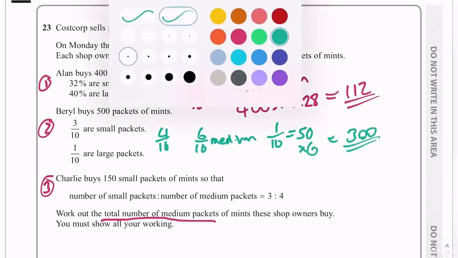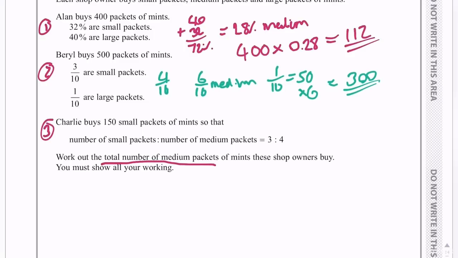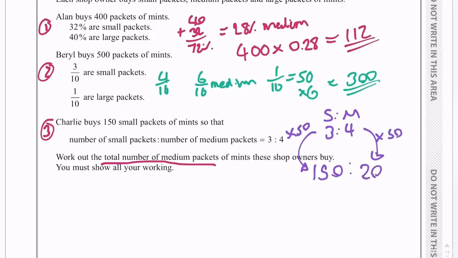And on to the last person. Charlie buys 150 small packs of mints, and small to medium is in the ratio 3:4. So we've got a ratio in here as well. Let's have a look. We've got small to medium 3:4, and it says he buys 150 small. There we go. So to multiply 3 to 150, I'd have to times it by 50. So if we do the same to the 4, times that by 50 as well, we get 200 packs there. Not very nice, but there's 200 for the medium.